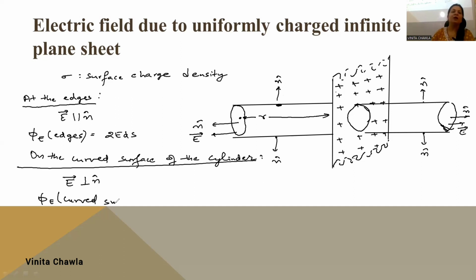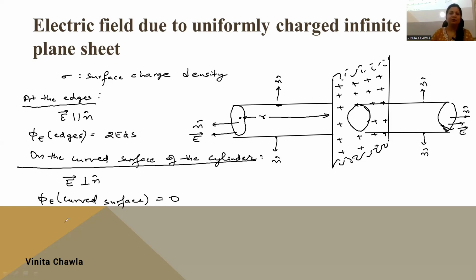A similar type of problem we had done in the case of line charge distribution, but there the electric field intensity we had found was because of the curved surface, not the edges, because at the edges the electric field intensity was 0. But in this case, we have electric field intensity present at the edges, but there is no electric flux due to the curved surface. It is the opposite of that, okay?